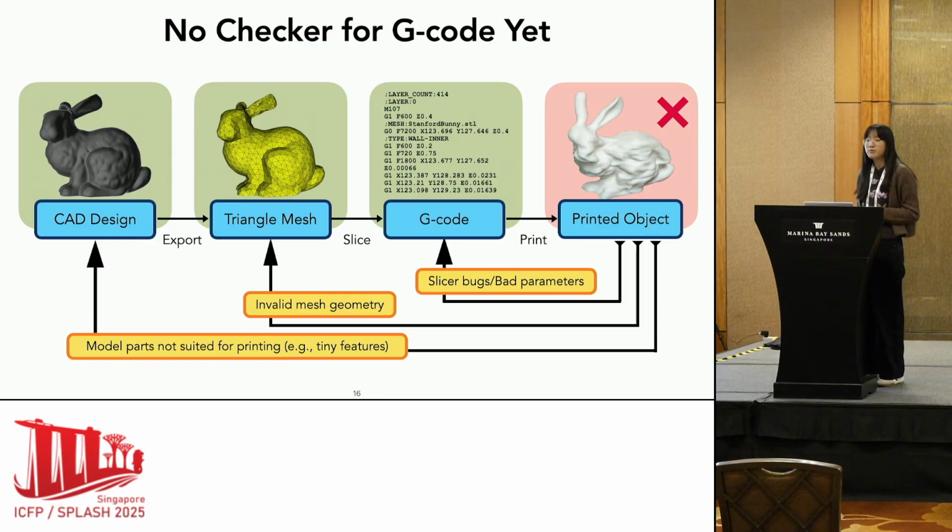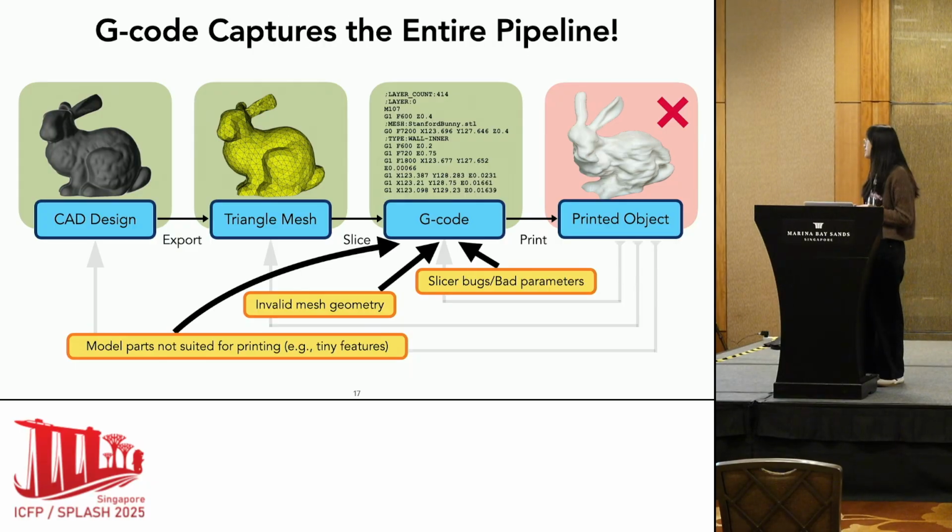So how can we catch bugs in this early pipeline? We can have separate checkers for each stage. For example, finite element analysis for the models, mesh repair tools for the mesh. However, there's still no dedicated checker for the G-code. And by filling this gap, we also realized that by checking G-code, we can also find problems in the previous stages, because those errors all eventually show up in the G-code.